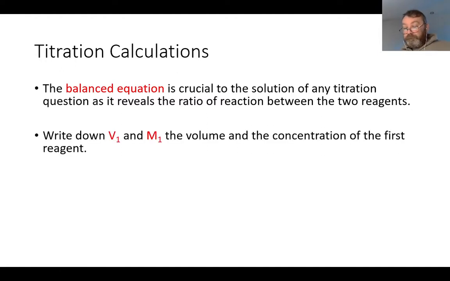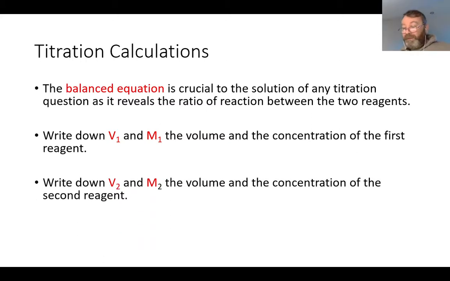Okay, write down V1 and M1. Now, always begin with the substance whose volume and molarity are known, because if they give you the volume and molarity, you can calculate the number of moles immediately. In the second reagent, you'll know the volume, but you won't know the number of moles. So you just call the number of moles X, and then you've got an equation in X that you can solve.